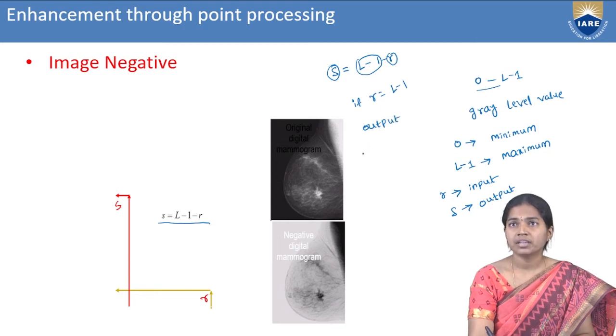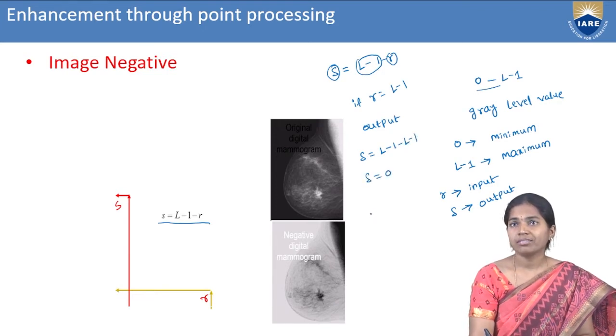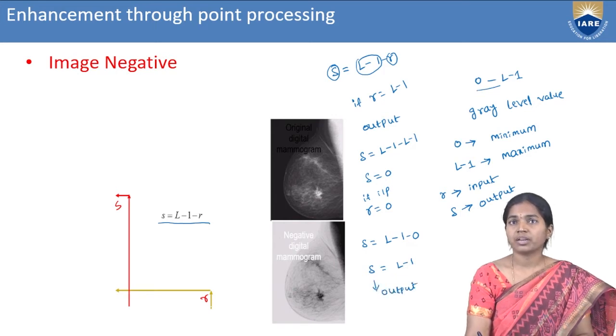Here output is S equals L minus 1 minus L minus 1, then S equals 0 only. If R equals 0, what about the output? If input R equals 0, then S equals L minus 1 minus 0, so output equals L minus 1. Here output equals L minus 1.